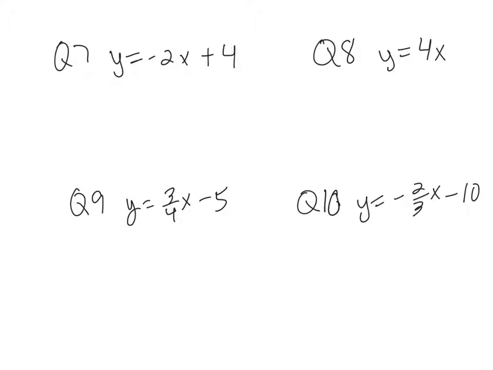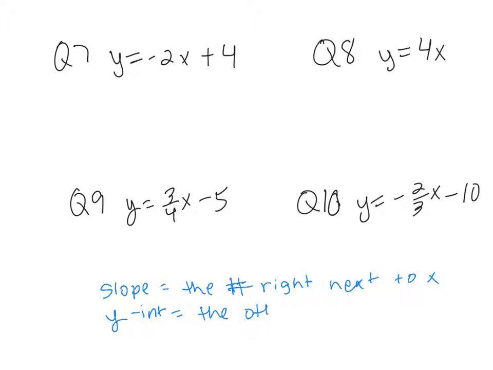Questions 7, 8, 9, and 10, I'll ask you to label the slope and y-intercept. This one actually is pretty simple. Slope will always be the number right next to x. Your y-intercept is going to be the other number. It will be the one that's always being added or subtracted.